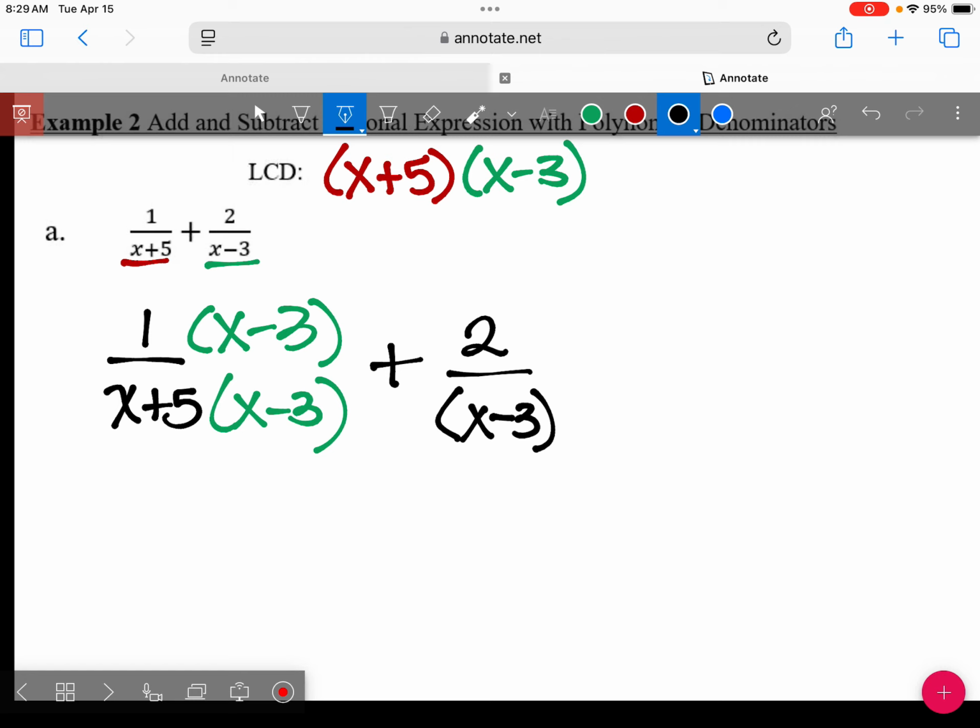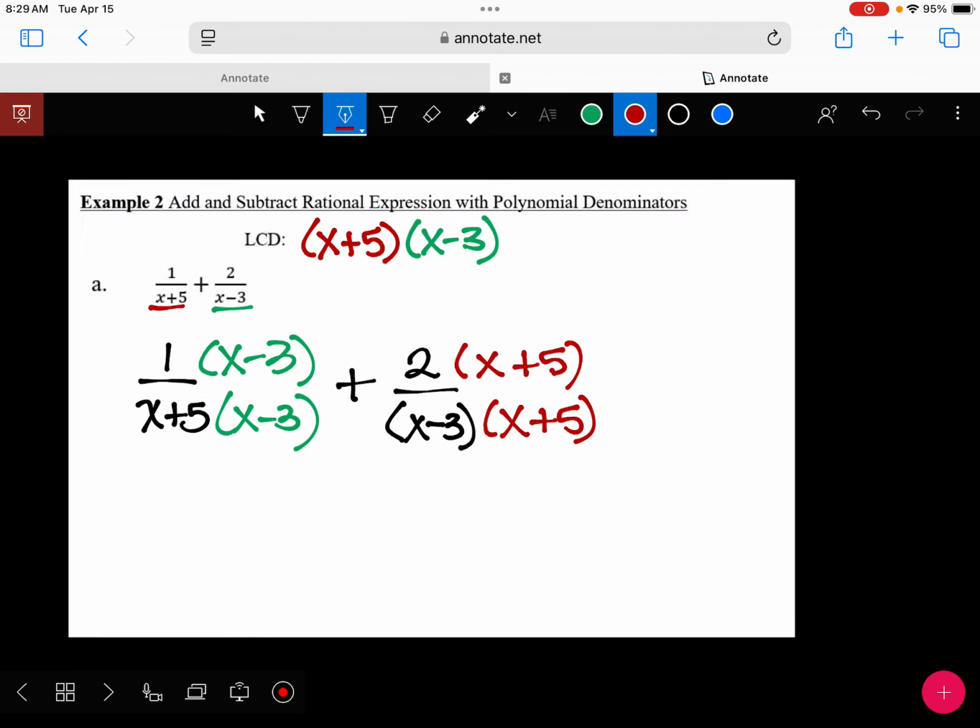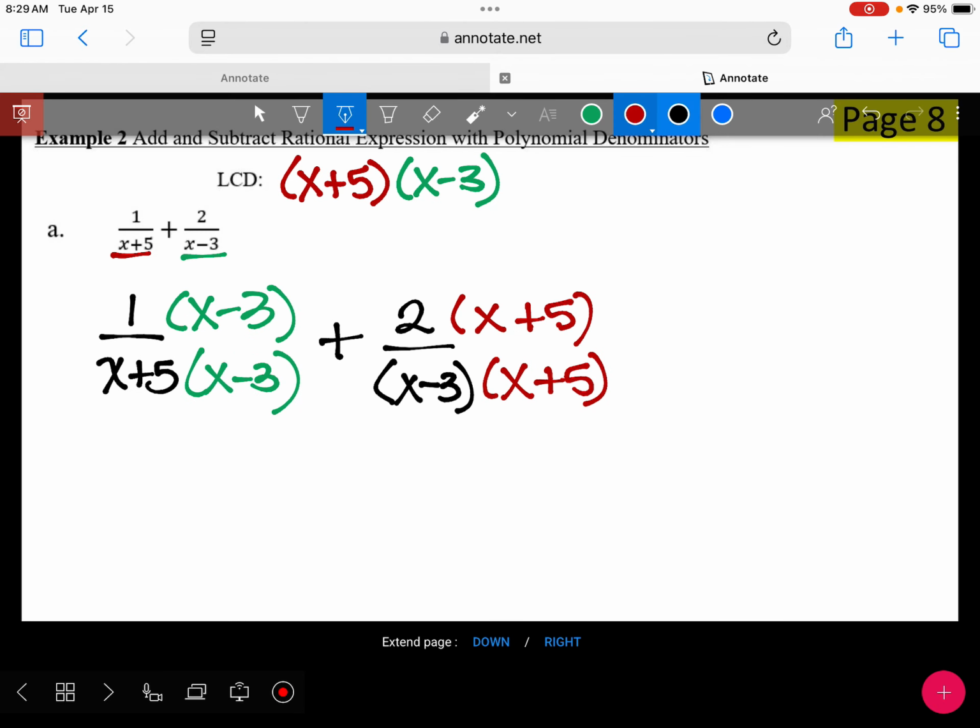What is this fraction missing? The first fraction was missing an x minus 3. But this fraction is missing what? X plus 5. So we're going to multiply that one by x plus 5. All right, so now we are ready to finish it out. I'm starting to write my answer. I'm going to put my denominator. I only have to put my denominator one time.